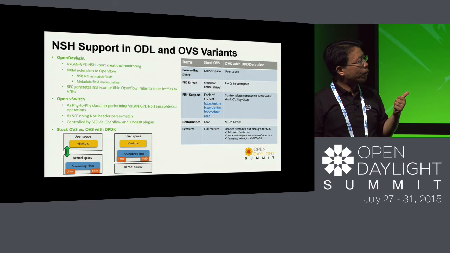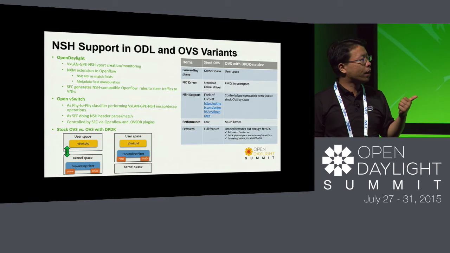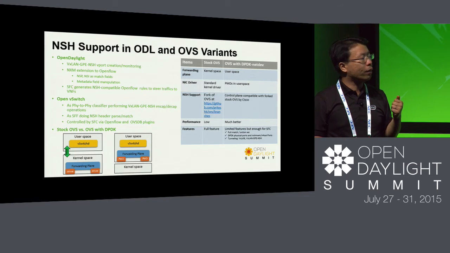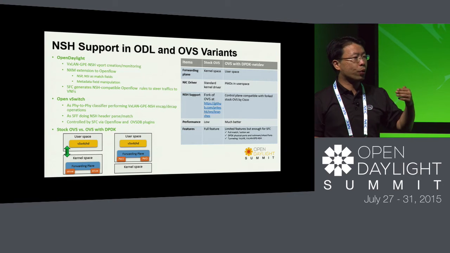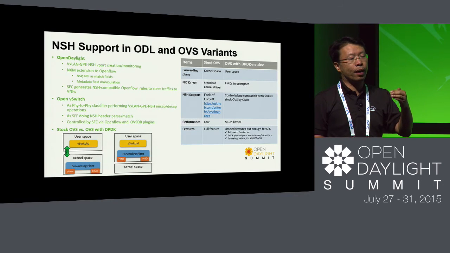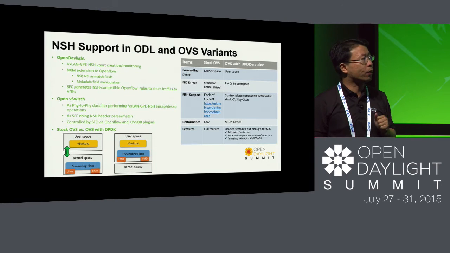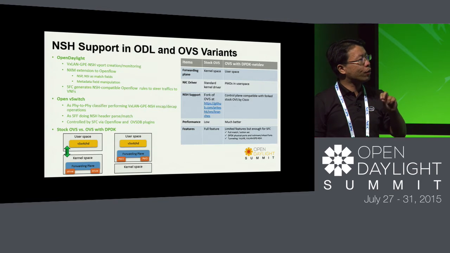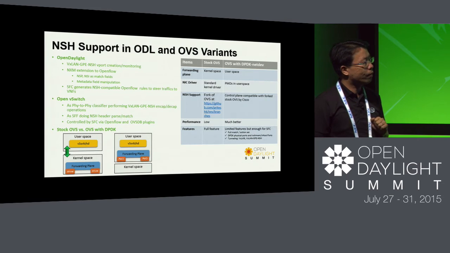By the way, Intel also implemented an NSH-based patch. It is currently not upstream yet, but we are working with Cisco together to upstream our NSH-based patch to openvswitch.org. From the control plane's perspective, the stock OVS and the OVS with DPDK are 100% the same. But the data plane is not the same. Performance-wise, DPDK OVS is much better than stock OVS.